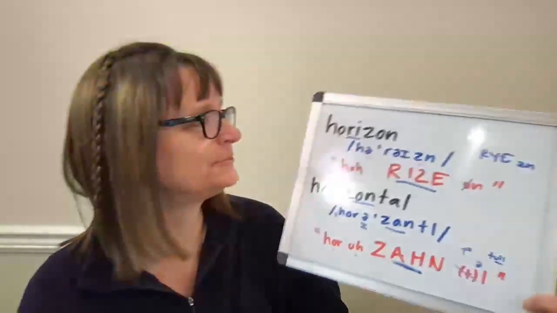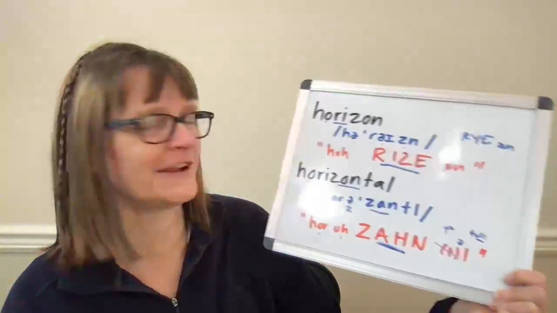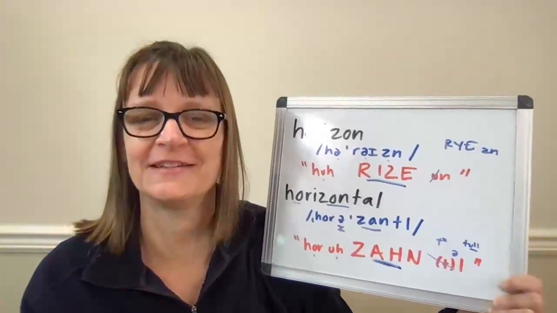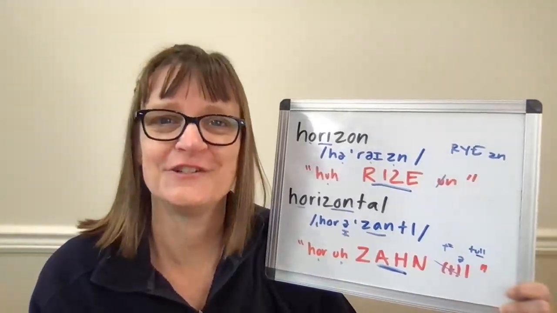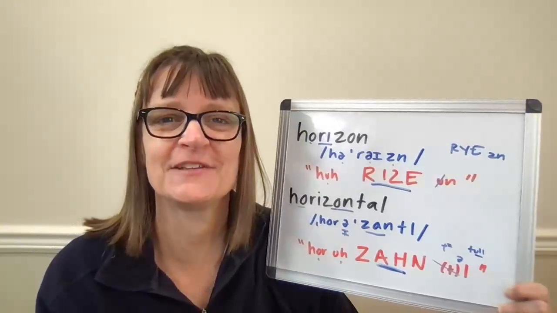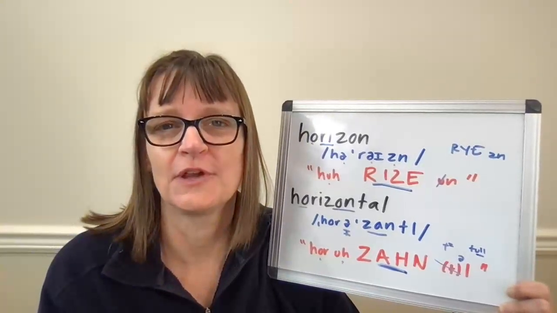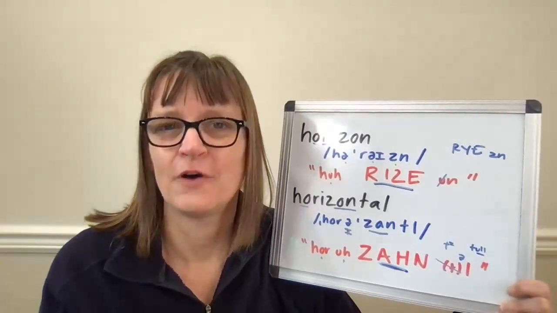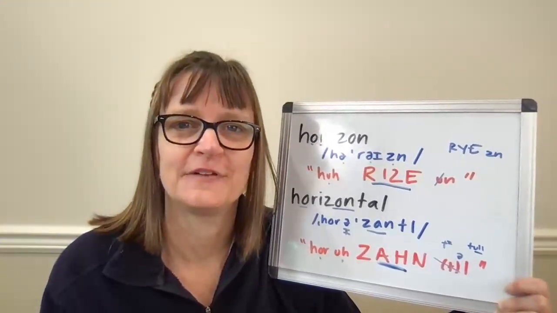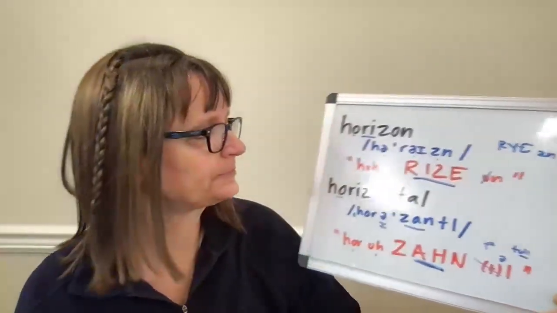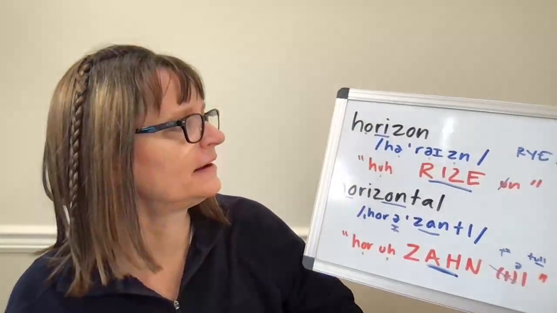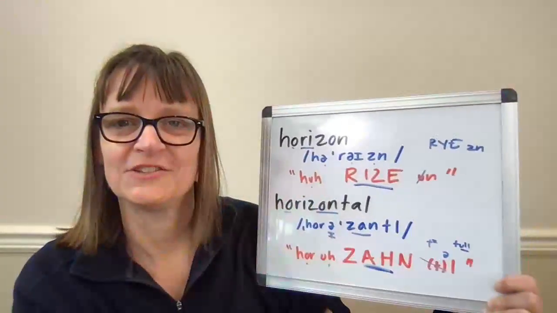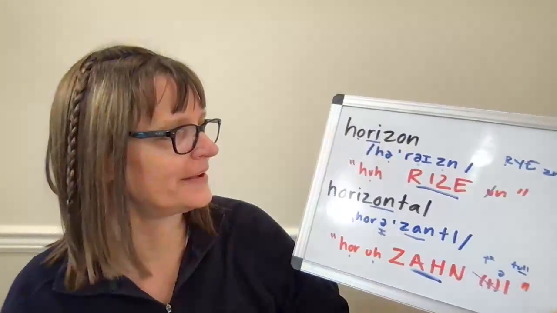So check those out. Let's use a few phrases with horizontal just to practice it, because once I can say it by itself, I do want to practice integrating it into my speech. So we're looking at the horizontal and vertical lines. On the horizontal axis, we have the x-axis. The horizon is typically horizontal.